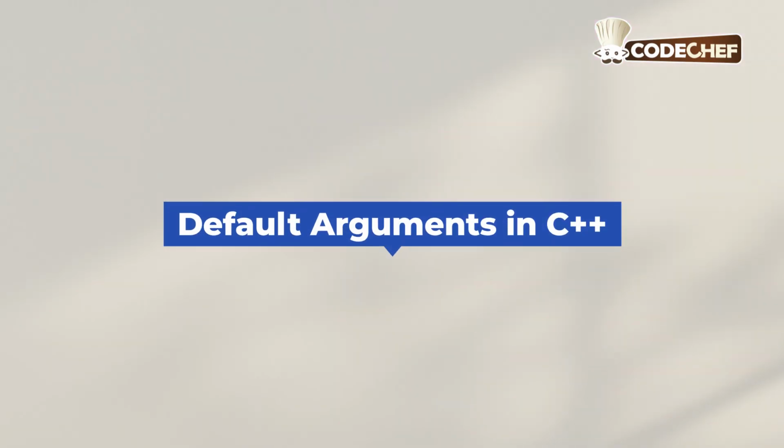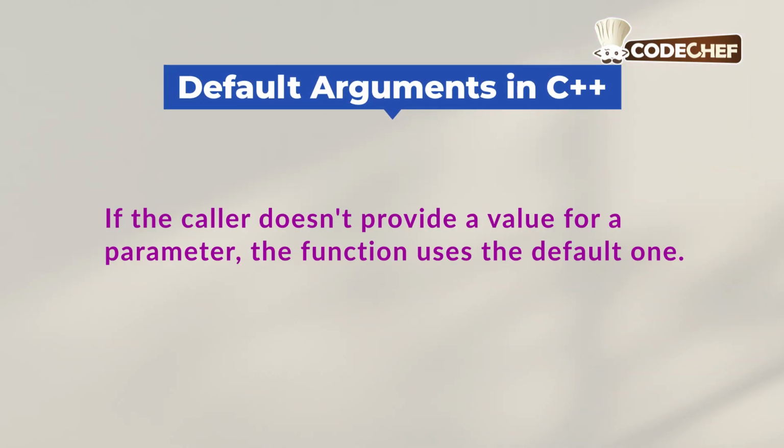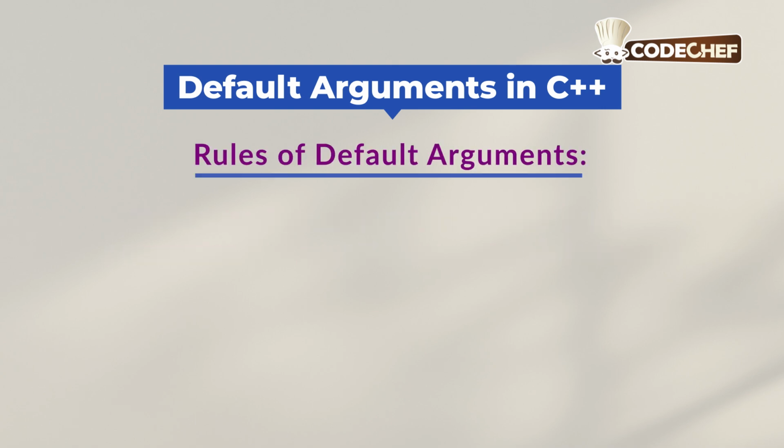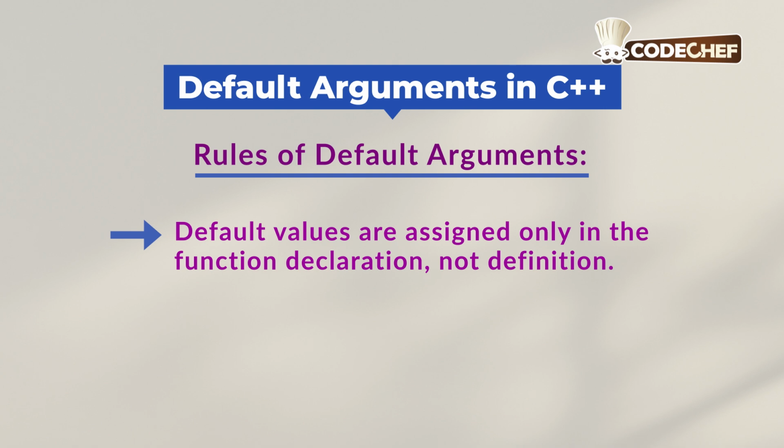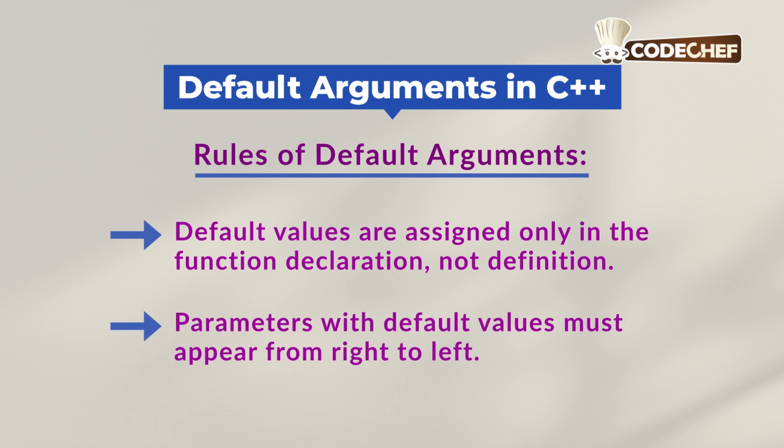Default arguments in C++. If the caller does not provide a value for a parameter, the function uses the default one. So basically default arguments are used when we are not providing the value of a parameter while calling the function. Then rules of default arguments. First, default values are assigned only in the function declaration and not definition. Second is parameters with default values must appear from right to left.